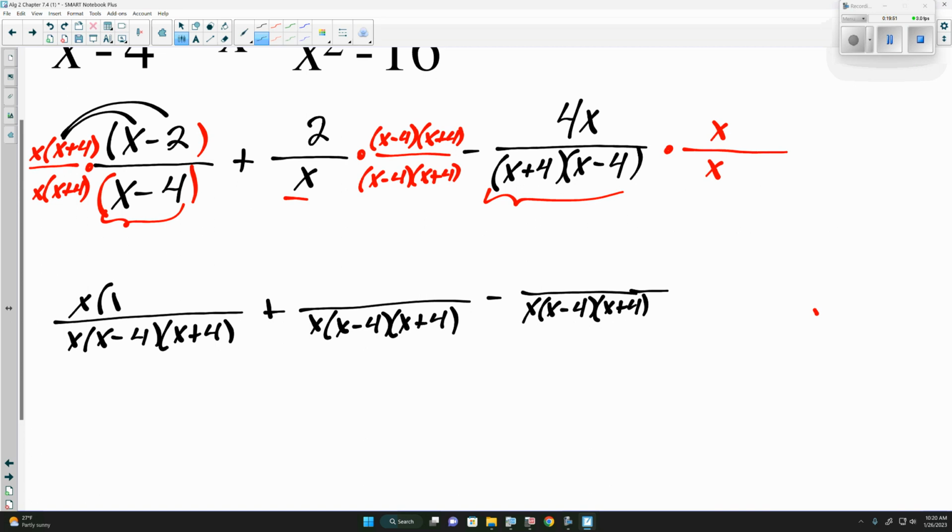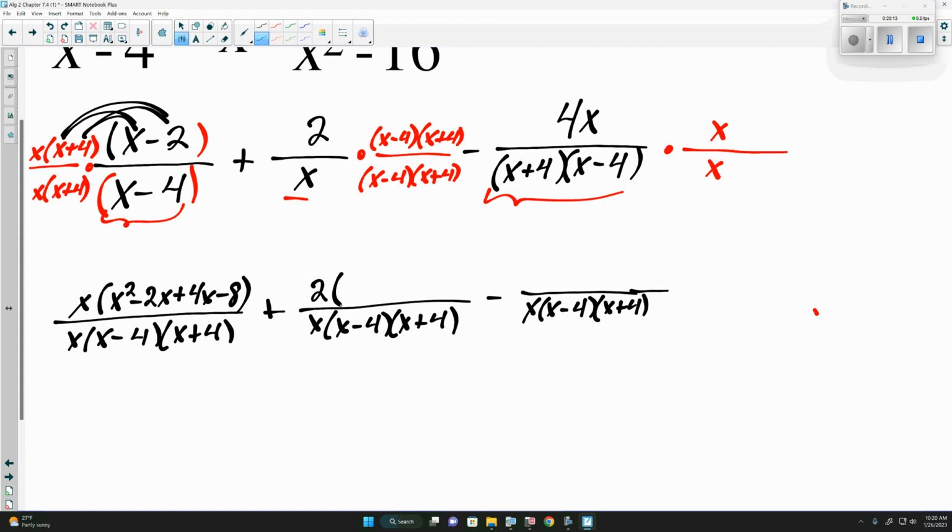So x times x is x squared, minus 2x. 4 times x would be plus 4x. And 4 times negative 2 is negative 8. So x squared minus 2x plus 4x minus 8.